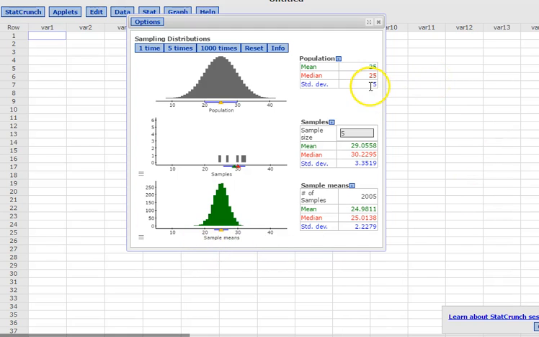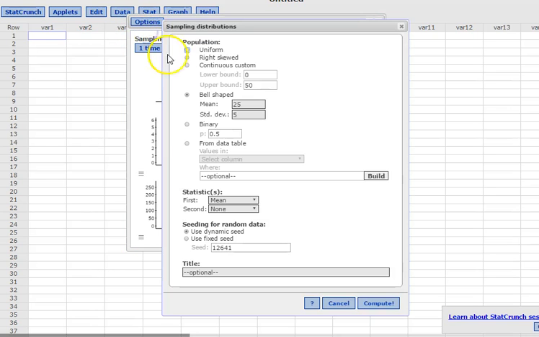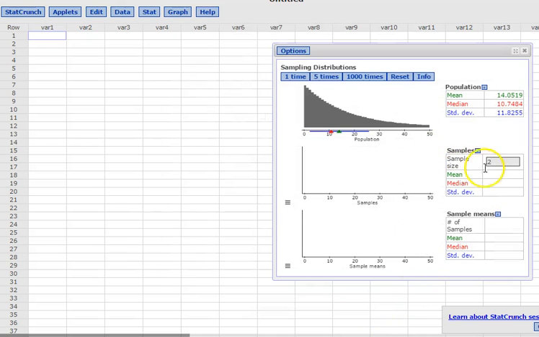Here, the standard deviation of the original population is 5. The standard deviation of the sample mean is 2.2279. So it would be 5 divided by the square root of 5. But what would happen if the original population was not normal to start with? So let's use a skewed distribution, and let's take samples of size 5 again.